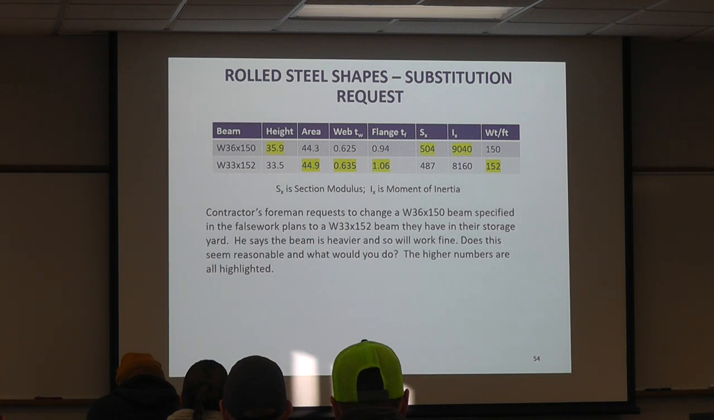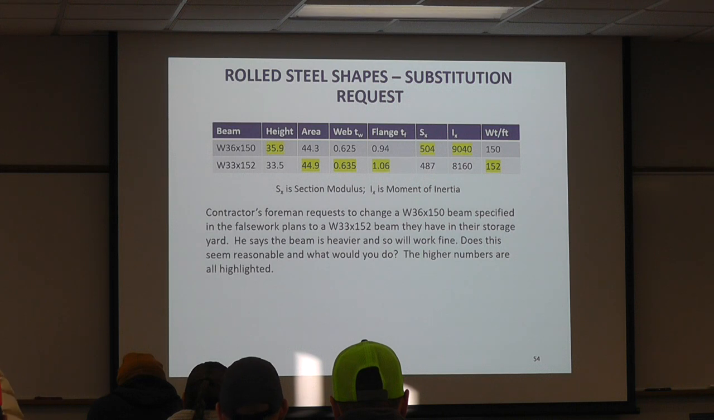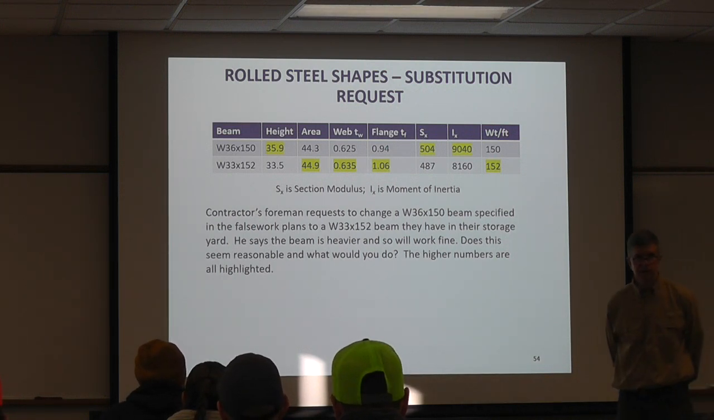So here's just a little thinking exercise. A contractor's foreman, they're out there building, and they request a change from a W30 by 150 beam, which is the top line there, to a W33 by 152 they have in their storage yard. He said the beams are heavier, so it'll work fine. Does this seem reasonable? What would you do? So the higher numbers are all highlighted. They want to use the bottom line there, changing from what's in the drawings. What would you do? Tend to say, yep, that's okay. It's heavier.